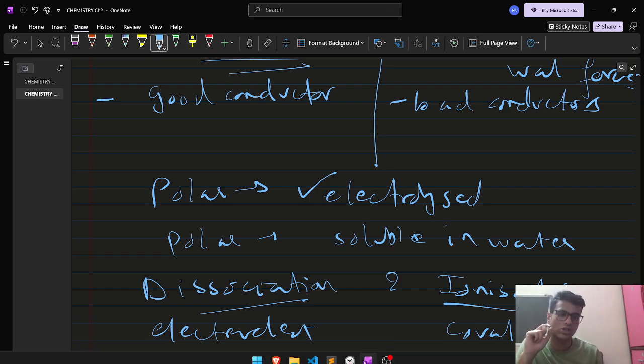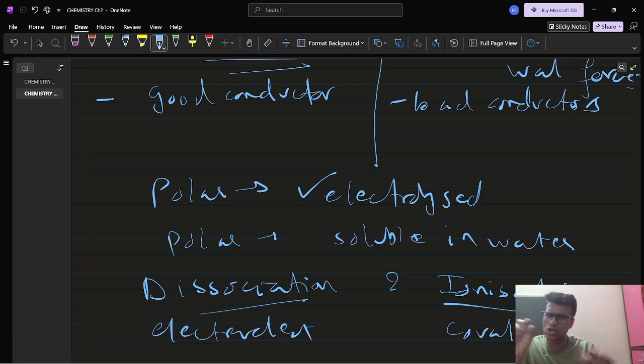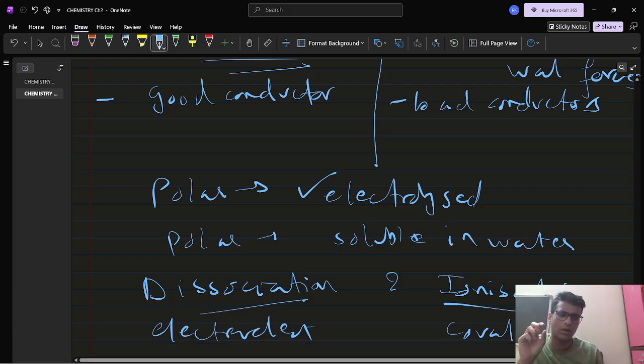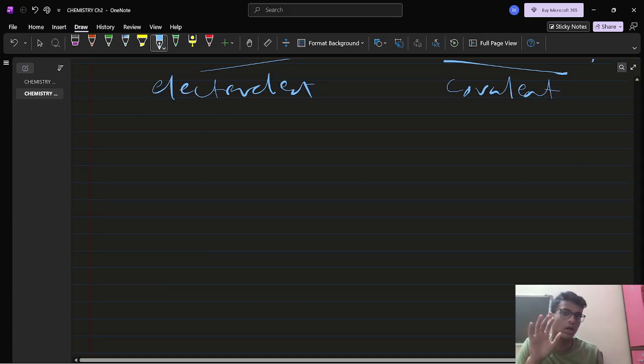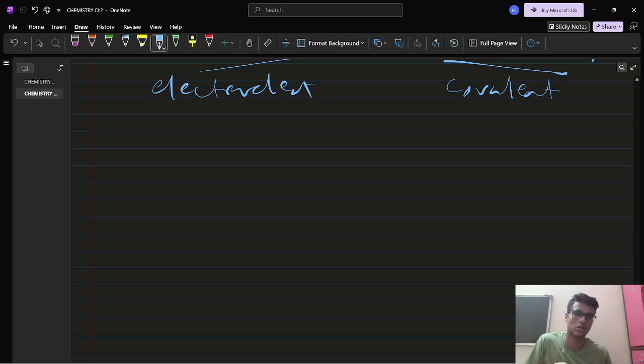But in dissociation, NaCl already has ions, so only separation of ions happens. But water or HCl does not have ions, so it undergoes ionization, because of which it forms new ions. It does not separate; for separation they must be present already. So this was essentially the chapter.